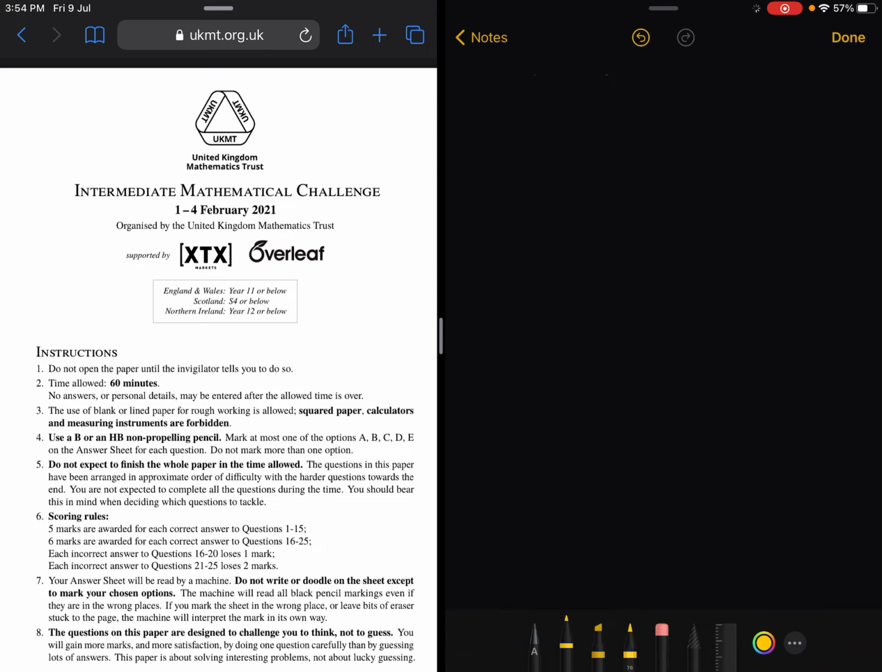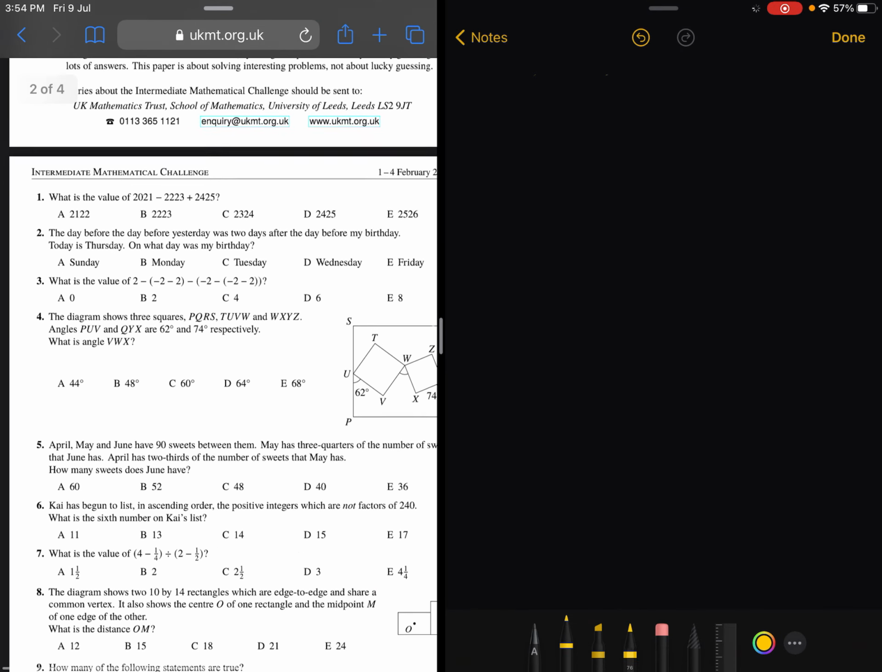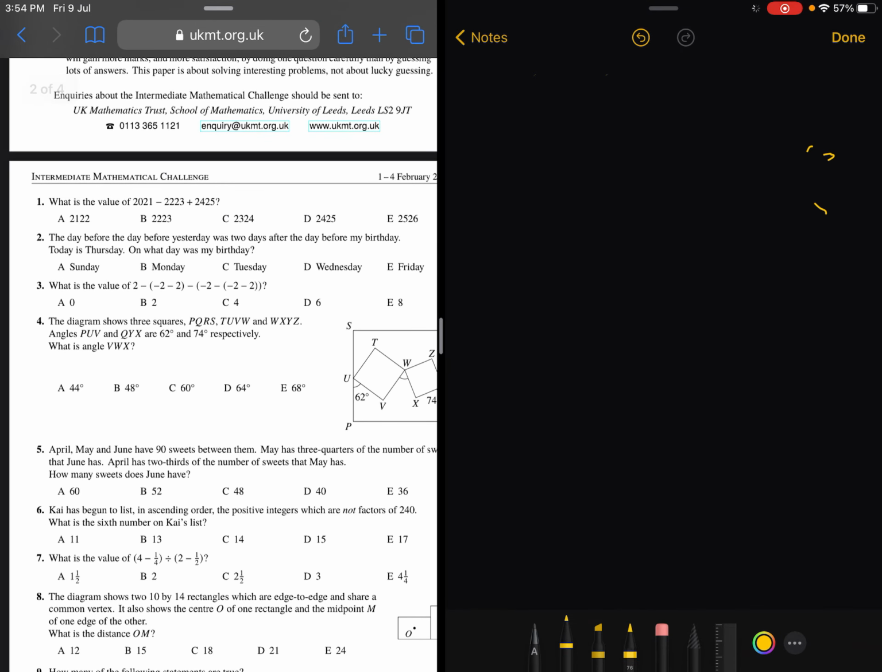Alright, question number 1. This is a very simple arithmetic question, so all we need to do is just do it in our heads. 2021 plus 2425 minus 2223 is 4446 minus 2223, which gives us 2223. So 1 is B.